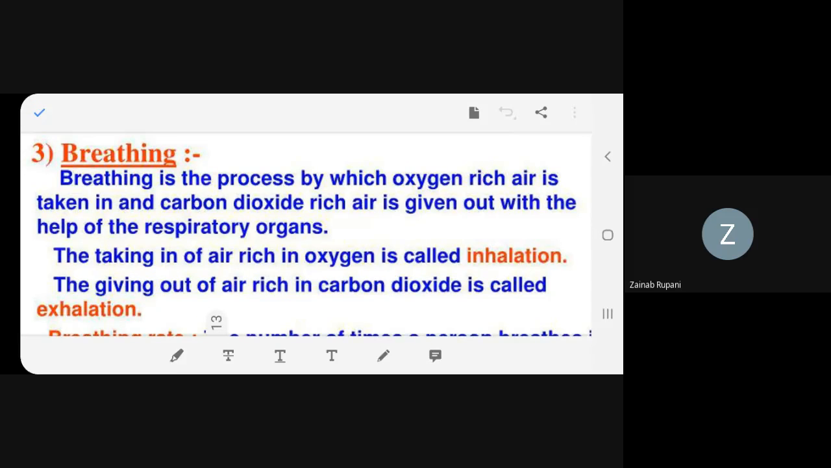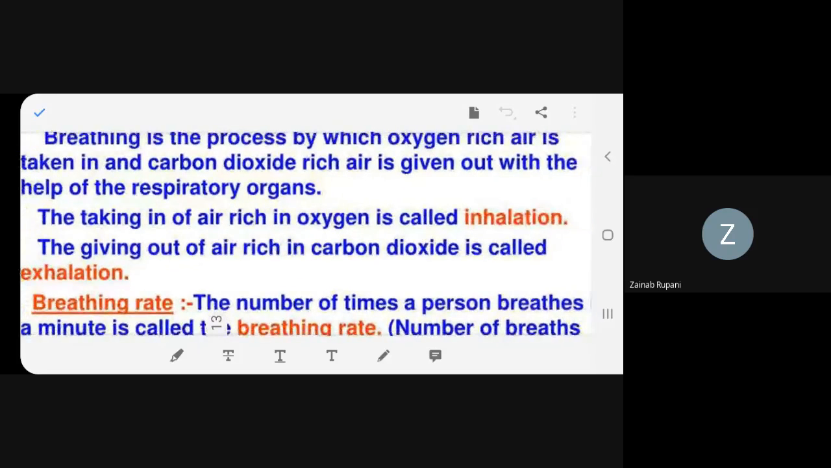Now, did you understand? Yes, ma'am. Okay. These are the respiratory organs. So, what comes in? Oxygen rich air. What goes out? Carbon dioxide rich air. This mechanism, this process is known as breathing. Any problem? No, ma'am.